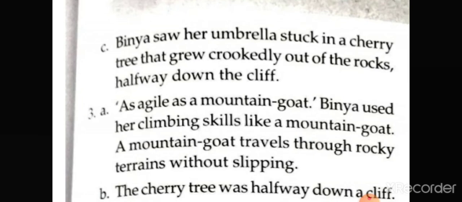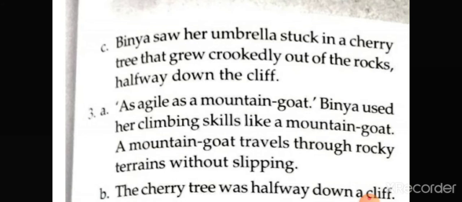Coming on to the third question. As agile as a mountain goat, she did not take more than 5 minutes to reach the crooked cherry tree, but the most difficult task remained. First question is, identify and explain the comparison in the given lines. So, as agile as a mountain goat, Binya used her climbing skills like a mountain goat. A mountain goat travels through the rocky terrains without slipping.